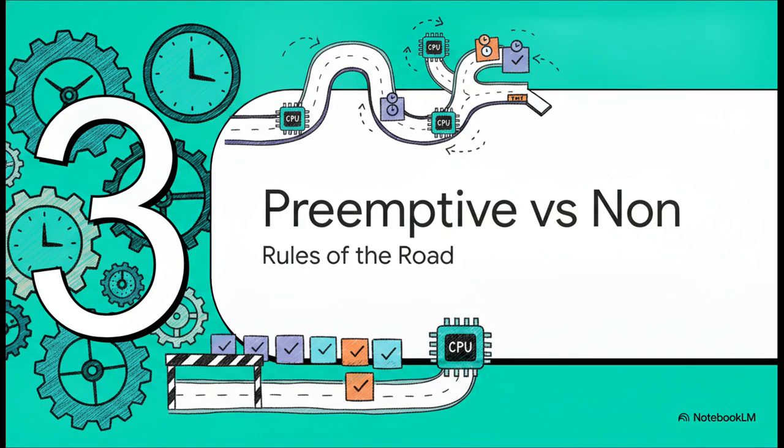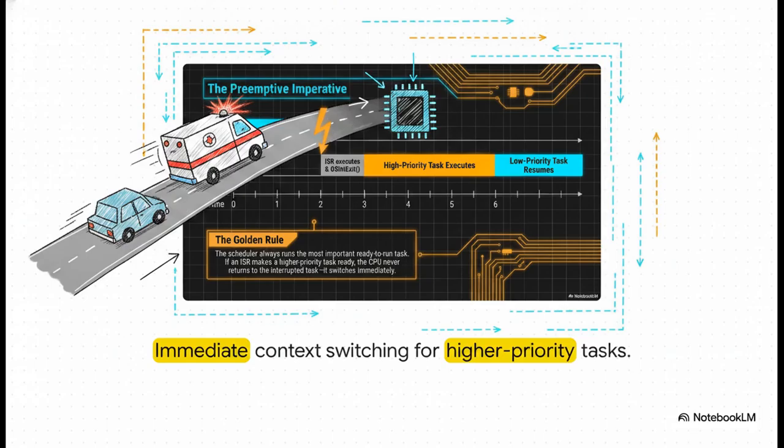Section 3. Preemptive vs. non-preemptive. Let's talk about the rules of the road. So when a task finally gets the CPU, how long does it actually get to keep it? Well, this comes down to 2 major philosophies. In older, simpler, non-preemptive systems, a task basically just keeps the CPU until it voluntarily decides to yield it. But in modern systems, we use the preemptive imperative.